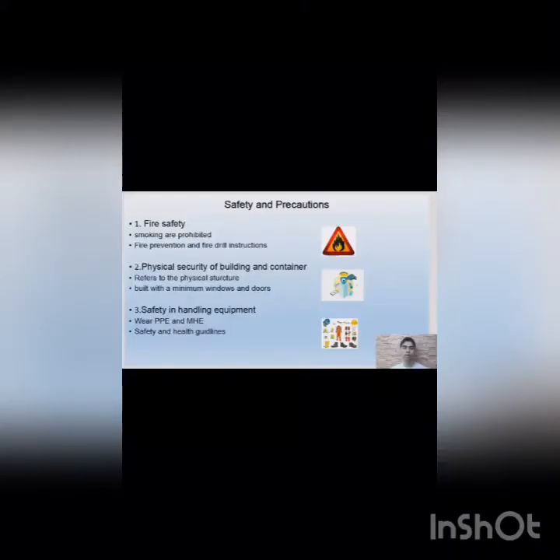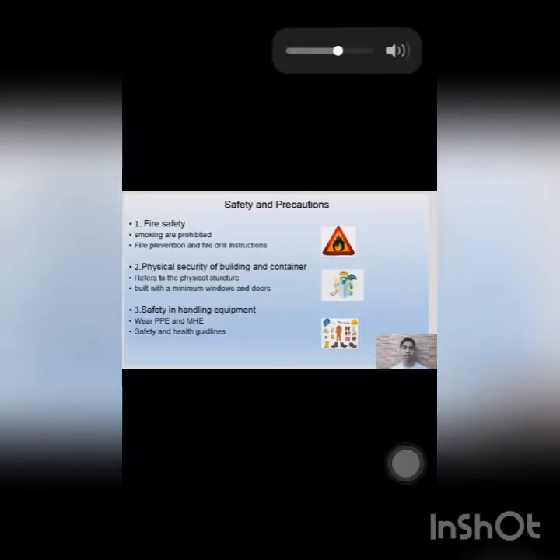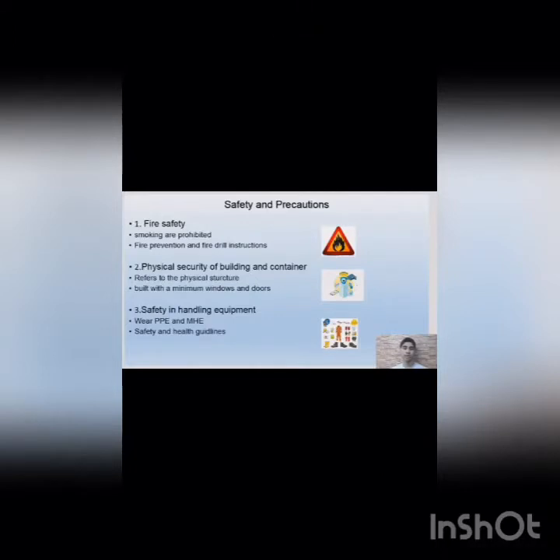Alright, so we talk about safety and procedure. Basically, there are a few criteria and aspects that we consider in conducting warehouse activity. The first one is fire safety. Smoking is prohibited inside the warehouse. The reason is that some items and products contain chemicals and flammable ingredients that can easily explode. At the same time, the warehouse must also provide fire safety equipment such as a fire hose, fire extinguisher, and first aid equipment in order to react at the first action if unnecessary incidents happen in the warehouse.